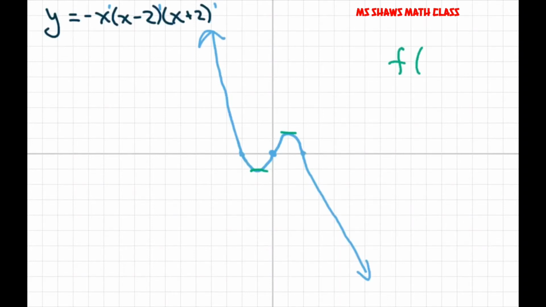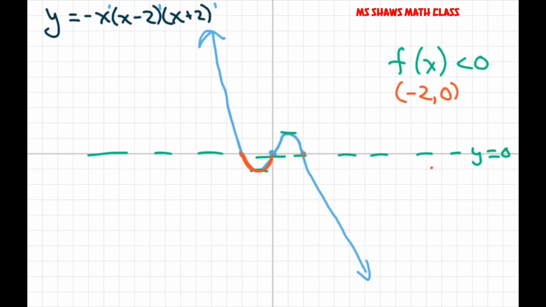Where is our f of x negative? So where are our y values negative? That means this part below the graph here. So it's negative from negative 2 to 0. It's also negative right through here. The pieces below y equals 0. So that's going to be 2 to infinity.